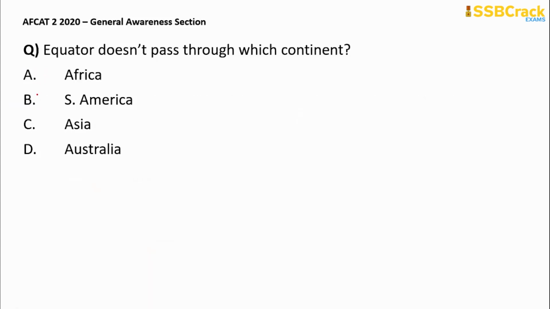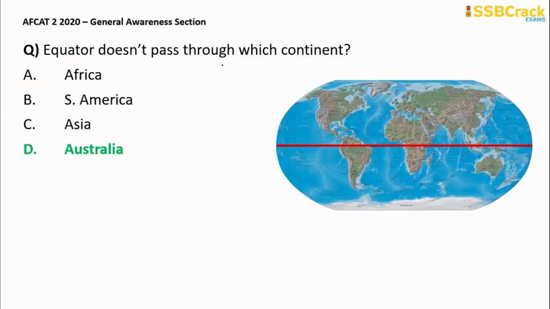Next question was again from geography, and the question was, equator doesn't pass through which continent? So from which continent equator doesn't pass? Africa, South America, Asia, Australia. So it doesn't pass through Australia. You can see here in the map, okay? Equator passes through Asia. This is a part of Southeastern Asia. South America, of course, it passes through South America, and Africa, it also passes through Africa, but not Australia, okay? So the correct answer will be Australia.